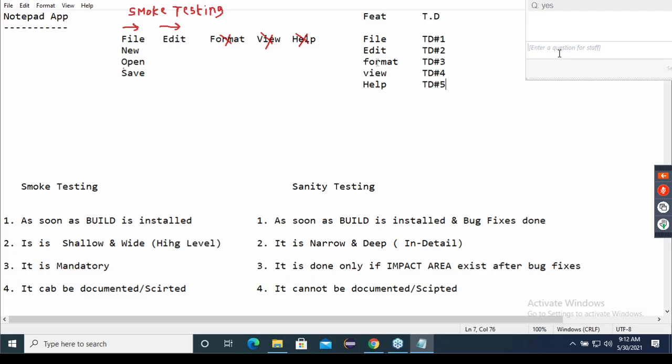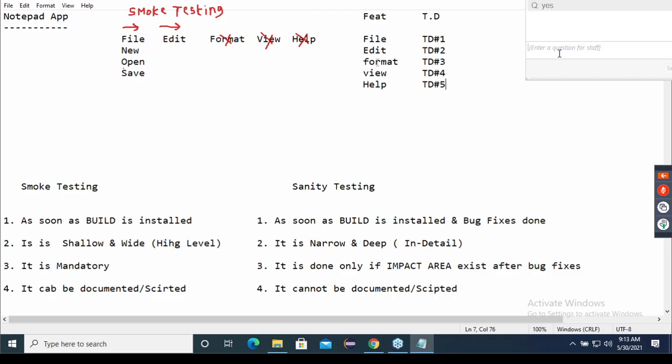So tomorrow a new build is going to come. Listen carefully. I have been working in the project for the last 3 months. I was completely busy understanding the requirements and writing the test documents. I know which are the basic and critical features. Yes or no? I know which are the basic and critical features. Do I know? Yes, because I have the knowledge.